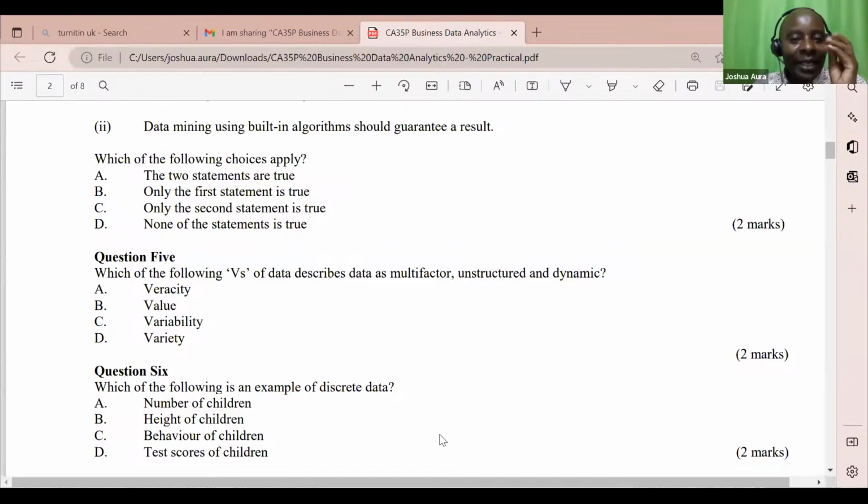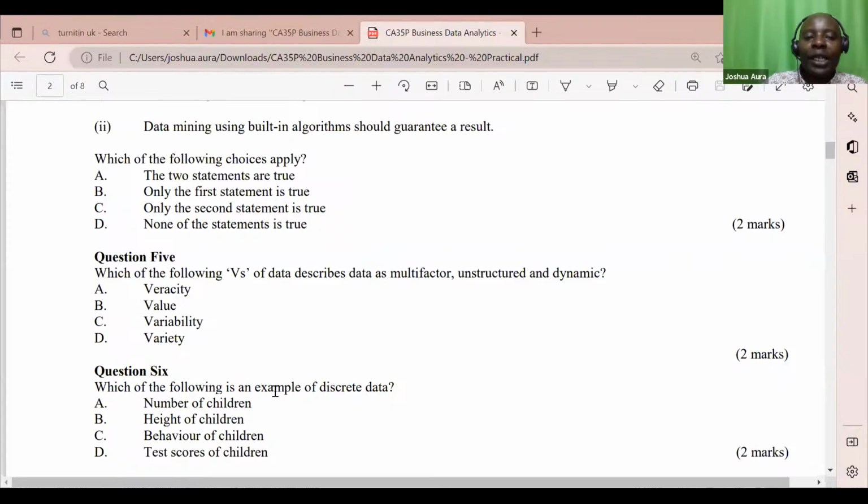Look at the ones given by David Owaga. We have volume, velocity, veracity, variety, and value. Those are the ones that we spoke about. And variety is the one that talks about multivariables, many multi-sources, right? Many sources. So variety is the correct one.